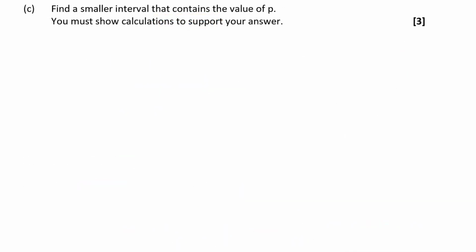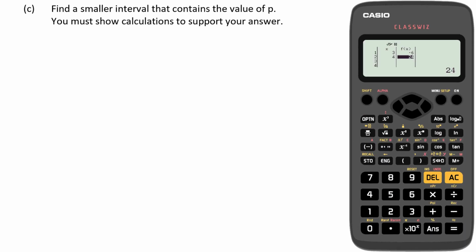Part C says, find a smaller interval that contains the value of p. You must show your calculations to support your answer. Okay, so coming back to the calculator, when I set up this function earlier, I typed in work out the values between 3 and 4, and I told it to make a step of 1, so it stepped from 3 straight up to 4, so it just calculated those two values.